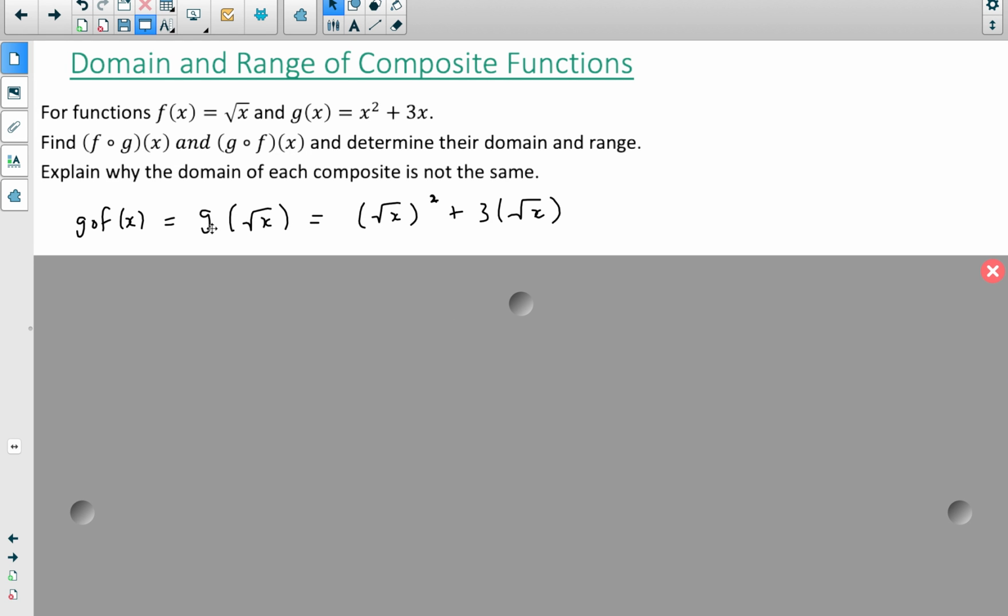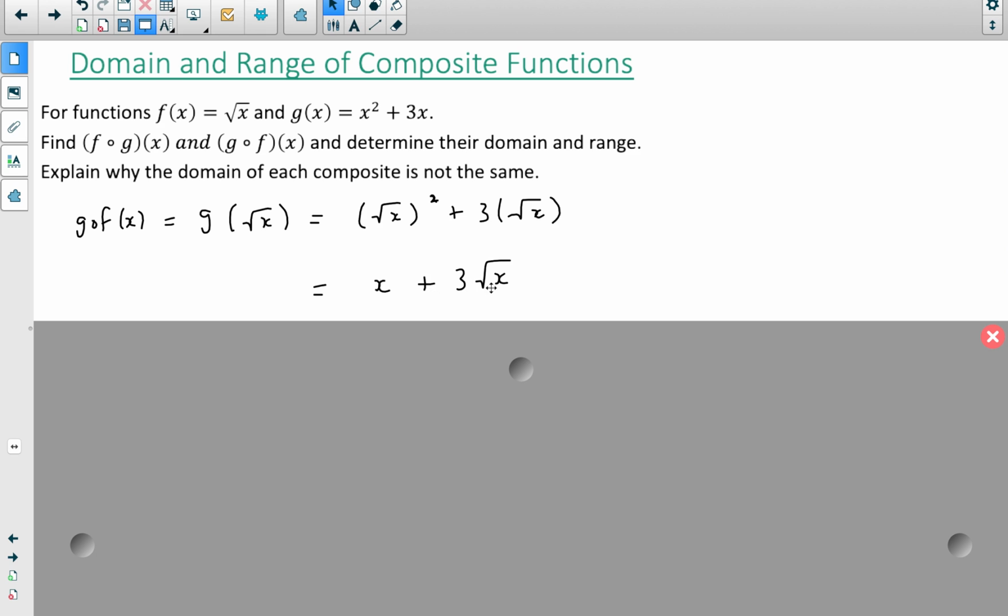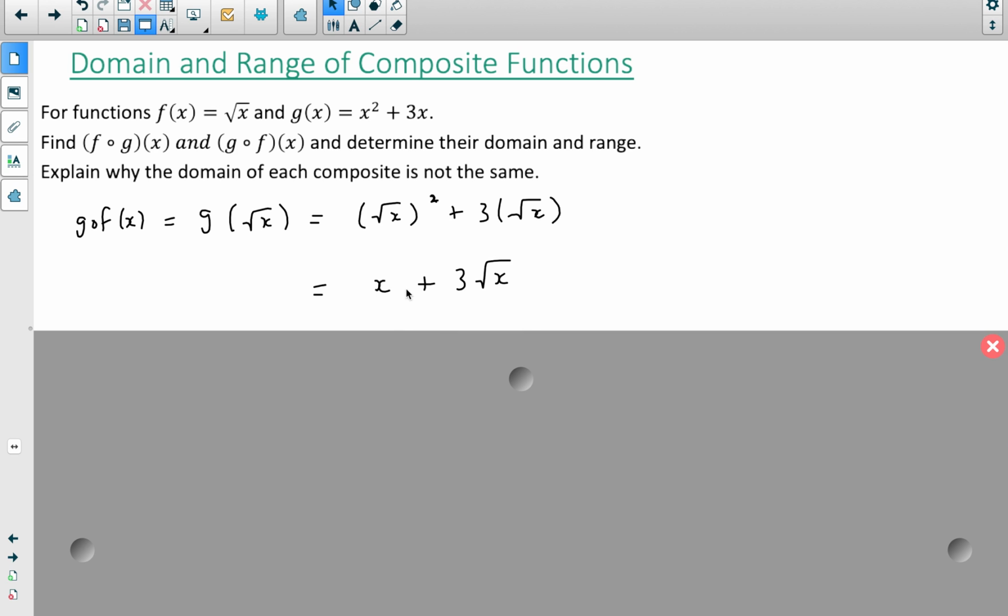Now if I go g of f of x, my input of g is going to be the function f, which is root of x. And if I substitute root of x into g, I'm going to get root of x squared plus 3 root of x. The root and the square end up canceling each other out, so I have x plus 3 root x. You can try it out. Try square root of 4 squared, or square root of 2 squared, and you're going to end up with the same number. So this is my function now.